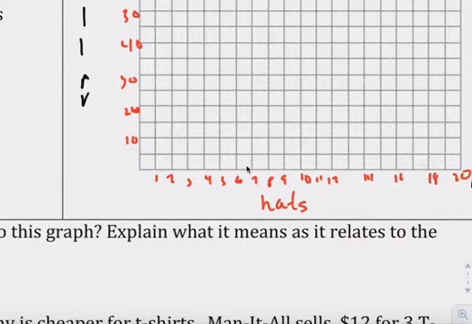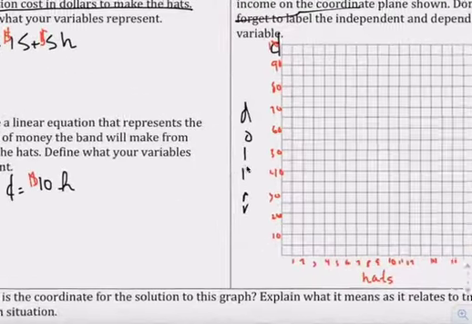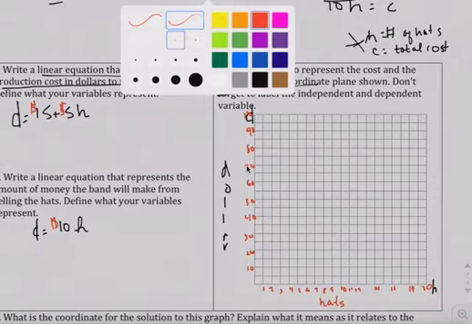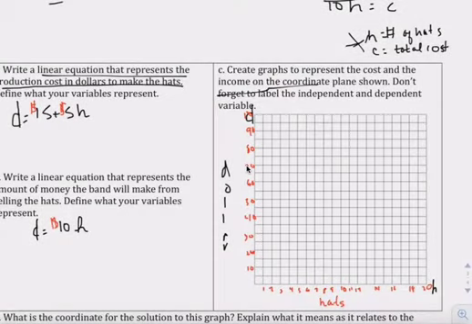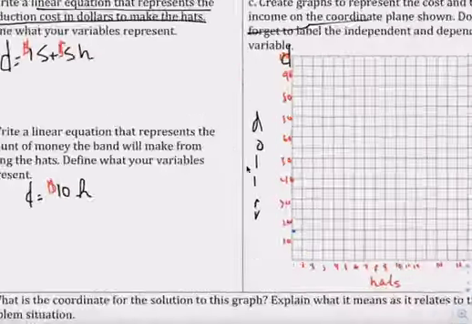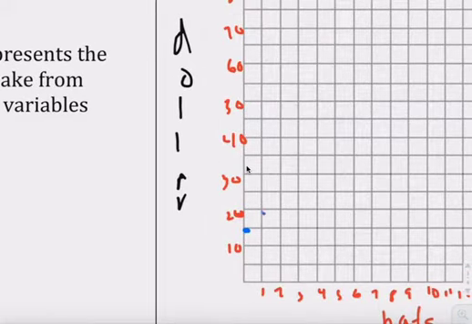Okay. So our first graph is at 15. So 15's here. And then up 5 over 1.